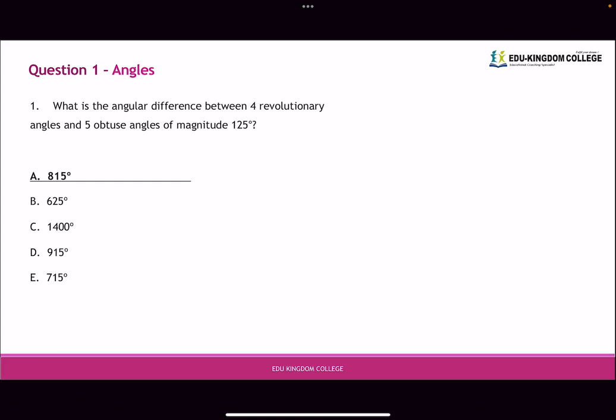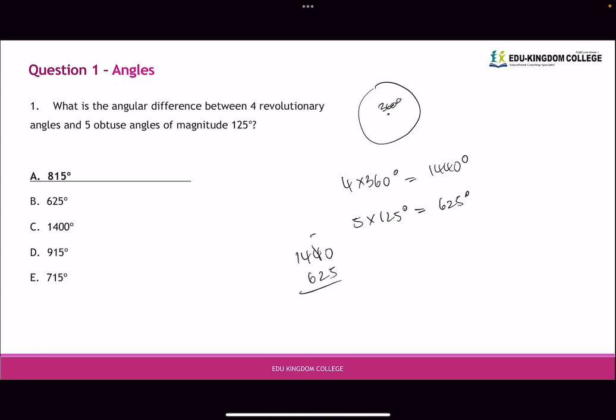What is the angular difference between 4 revolutionary angles and 5 obtuse angles of magnitude 125? A revolutionary angle means 1 full circle, which is 360 degrees. So 4 times 360 equals 1,200 plus 4 times 60 is 240, so 1,440 degrees is 4 revolutionary angles. And 5 obtuse angles of magnitude 125: 5 times 125 equals 625 degrees. So 1440 minus 625 gives 815 degrees.